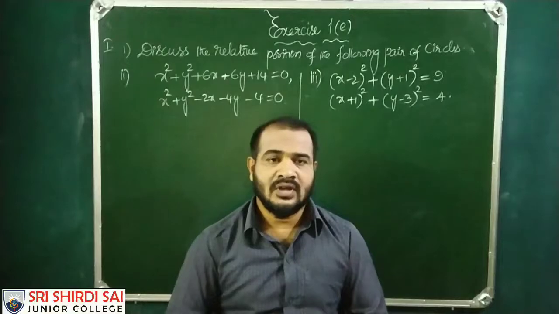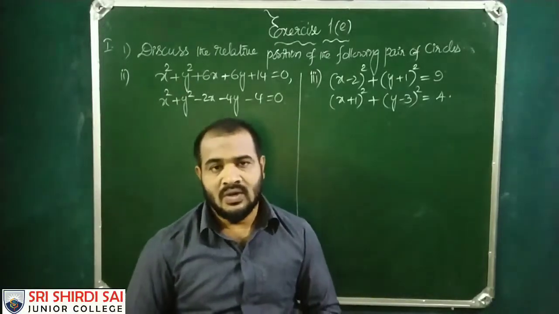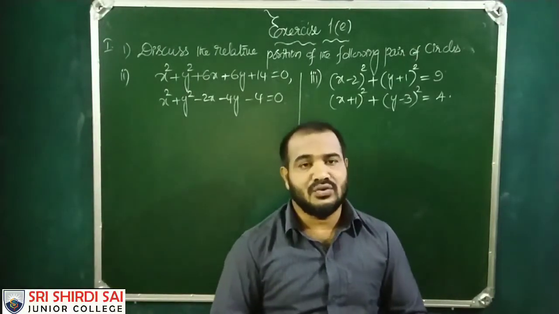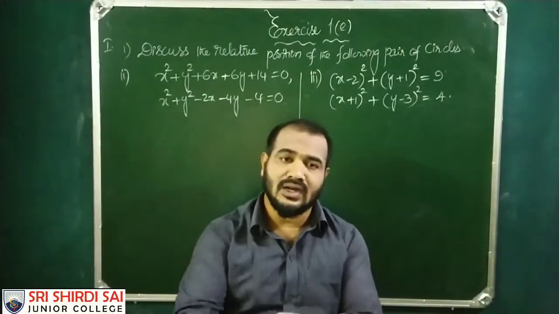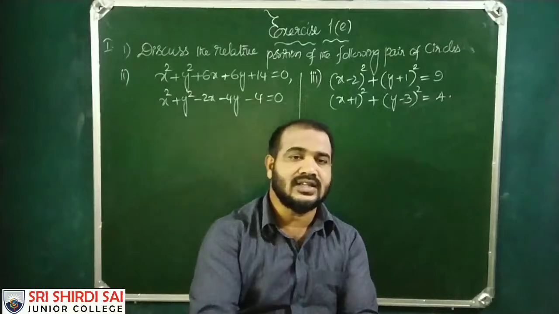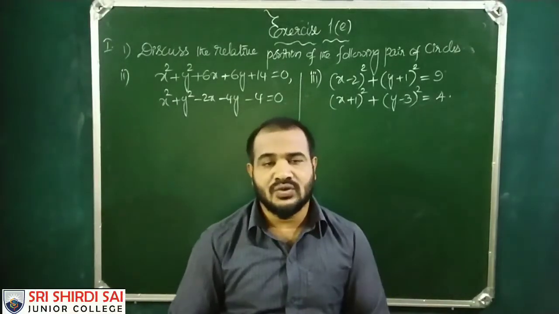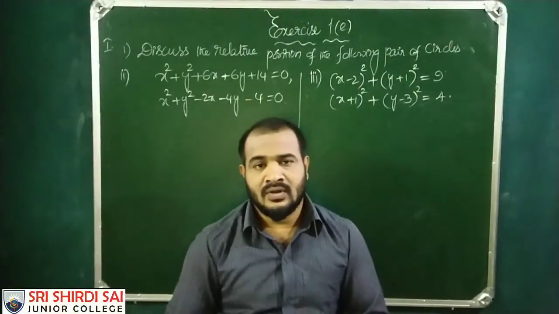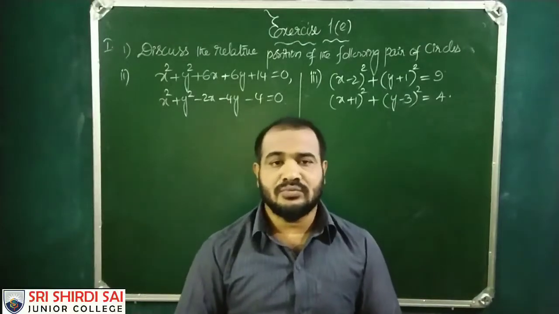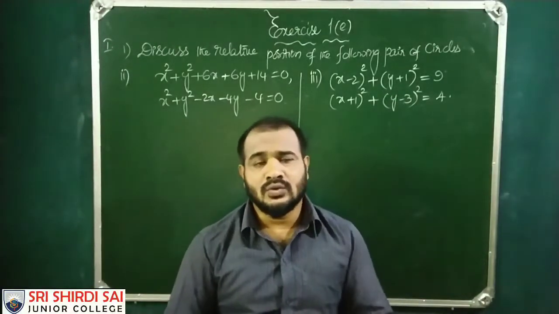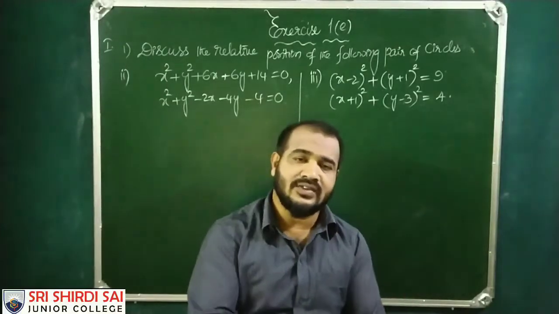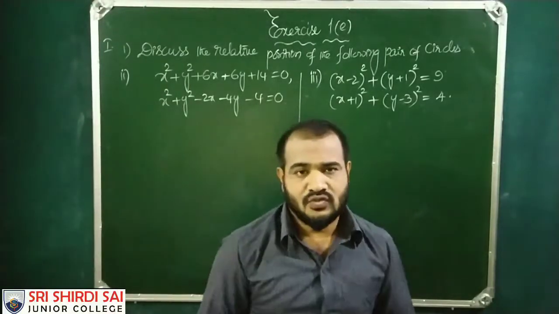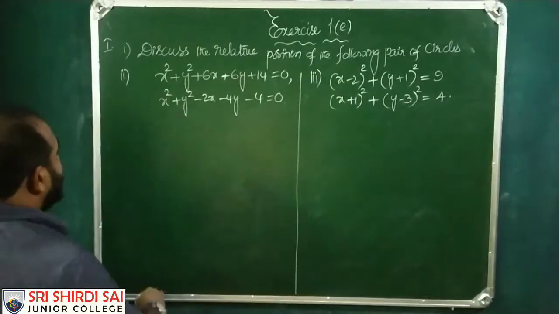then the two circles cut each other, or intersect each other. And if C1C2 is equal to the modulus of R1 minus R2, then the two circles touch each other, but this time internally, one circle lies inside the other. And if C1C2 is less than R1 minus R2, then one circle lies completely inside the other circle, and so on. So let us see this now.